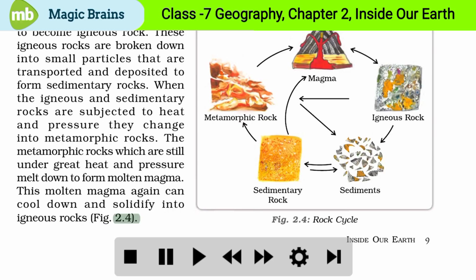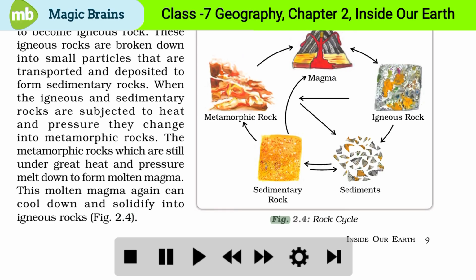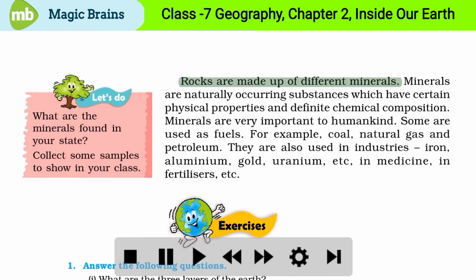There is a picture on the bottom right side of the page next to this text which shows this rock cycle. We can see the different types of rocks changing from one to another under the conditions required. Page 10. Rocks are made up of different minerals. Minerals are naturally occurring substances which have certain physical properties and definite chemical composition. Minerals are very important to humankind.